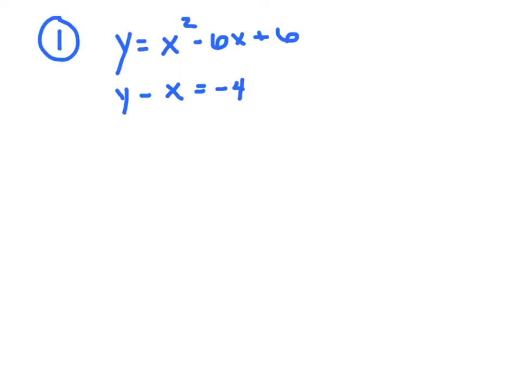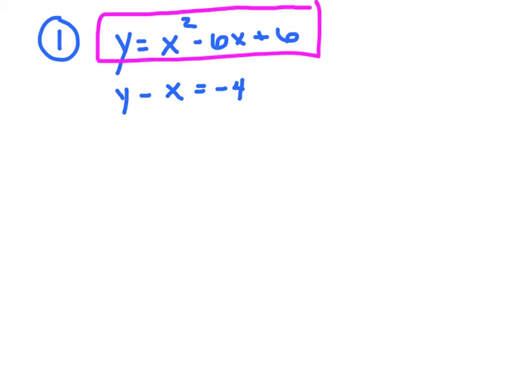So let's go ahead and tackle problem one together. So we have y equals x squared minus 6x plus 6, and y minus x equals negative 4. All right, so I'm going to solve one equation for one variable and substitute it into the other. Now watch this. This equation, would you agree, is already solved for y? So I don't actually have to do anything. It already says y equals. I'm basically going to take this piece and substitute it into the other equation.